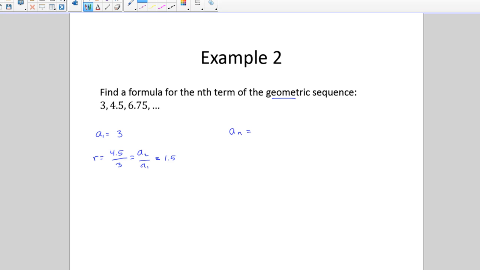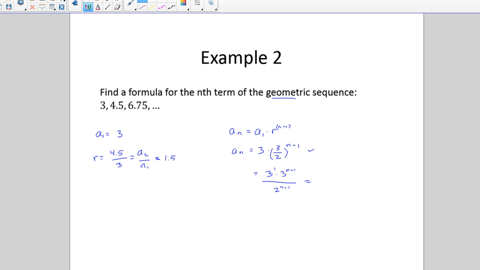A sub n is going to be our first term times r, and then we have to multiply by r a number of times, which is going to be equal to n minus 1. So to finish this off, our formula for our nth term is going to be 3 times r, in this case, is 3 halves, 1.5 to the n minus 1. Again, you could leave it like that, or if you wanted to simplify it, you could write this as 3 times 3 to the n minus 1 over 2 to the n minus 1.